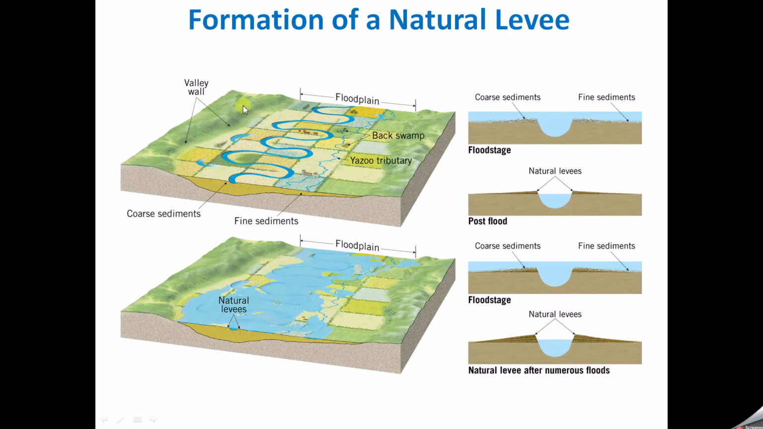Formation of natural levees. We have floodplain here, floodplain here, and we have river. If we come close to this river, a cross section along this river and along the sides of the river, when the flooding is happening, what happens? Sediments will deposit over the sides, the coarser close to the channel, and the finer will be back here as you go away from the channel. This is the first stage.